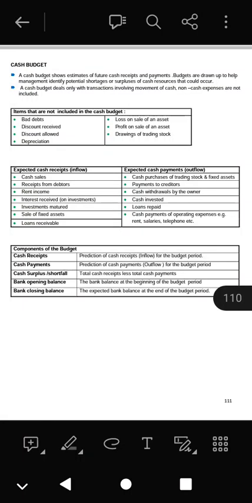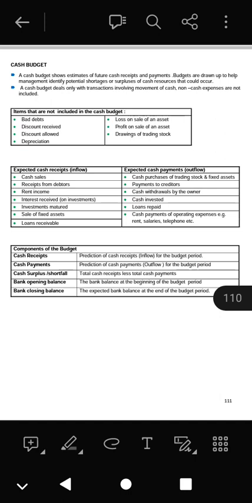Our topic, or the topic that we are going to be looking at, is the cash budget. What is the cash budget? A cash budget is a forecast of the cash position of a business over a future period, and sets out the expected cash receipts and cash payments over the budget period.